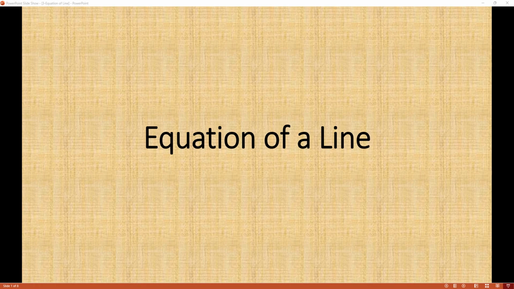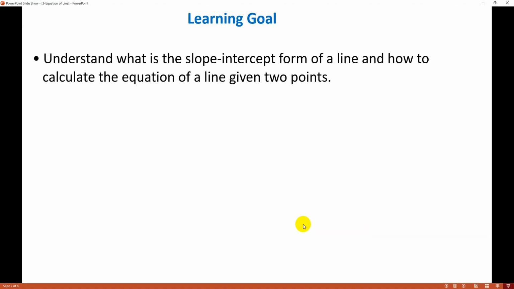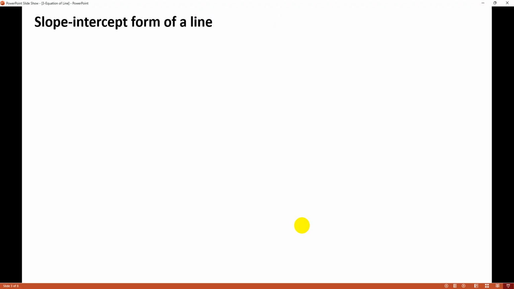Hello. So in this lesson we are going to learn about how to get the equation of a line, usually from 2 points. So the learning goal is to understand what's the slope-intercept form of a line and how to calculate the equation of a line given 2 points.